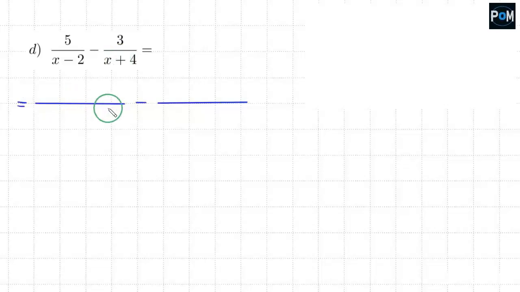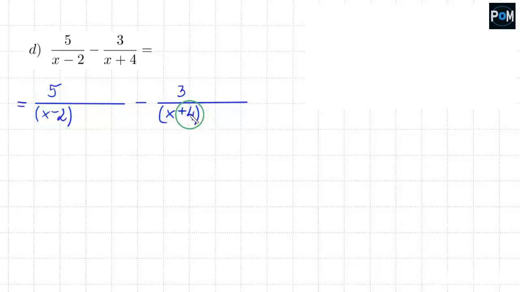Another example, example D. I have two fractions. I made the fraction lines a bit longer because here we will write something on these fraction bars. Now we need to put parentheses where there was subtraction or addition. So here we put parentheses as well. We treat this as a single whole and see what to do to have a common denominator. Here on this fraction bar in the denominator, I have x minus 2. And here I have x plus 4.